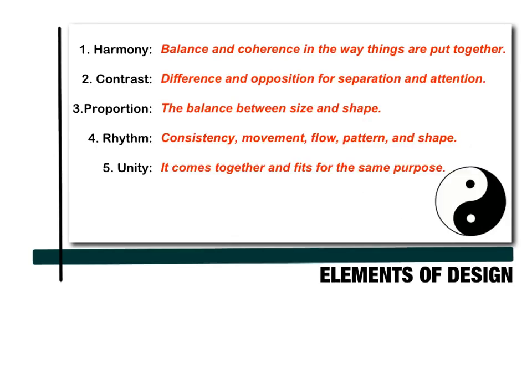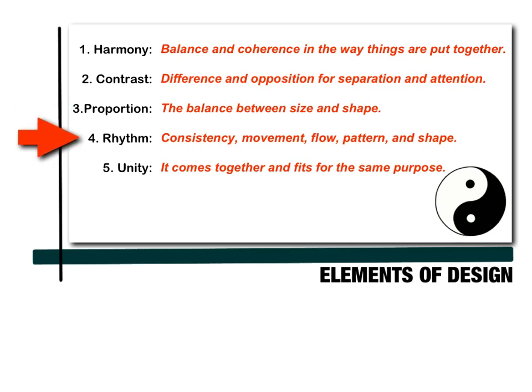So just to review, harmony, balance, and coherence in the way things are put together. We see harmony between the two halves that make up the yin and the yang, working together. Contrast, the difference and opposition for separation and attention. We see difference in the symbol with color and with weight. Proportion, the balance between size and shape. Creating proportions that are correct with what draws the eye towards the elements.